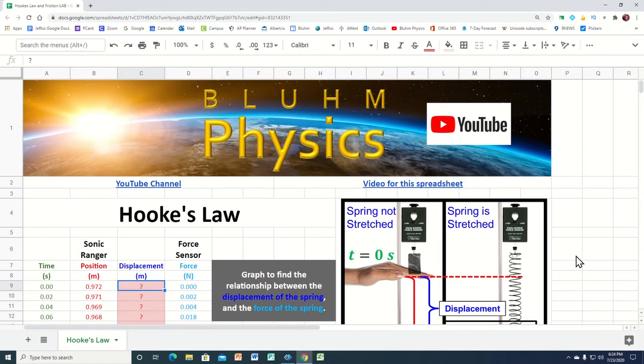This spreadsheet is going to allow us to find the relationship between how far a spring is stretched and the force that is on the spring.